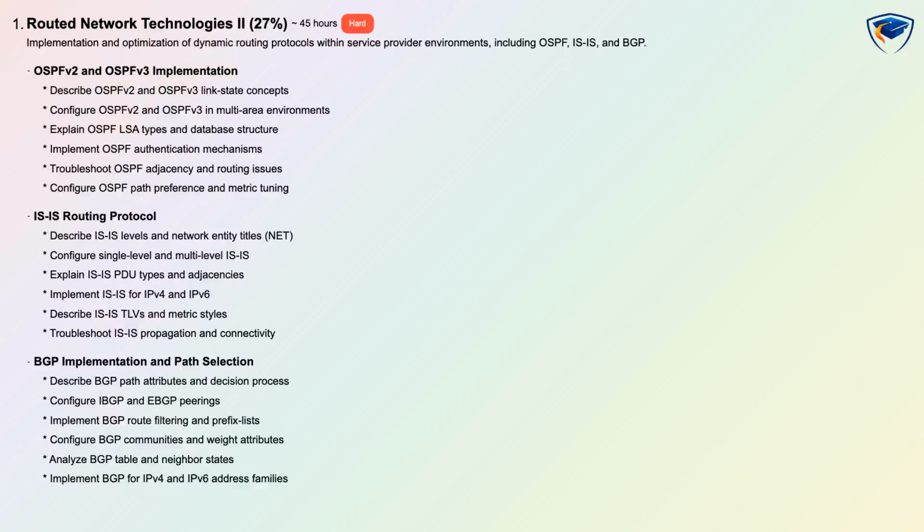You will learn to configure OSPFv2 and OSPFv3 in multi-area networks, understand OSPF LSA types and database structure, implement authentication, and tune path preference and metrics. The domain also covers ISIS levels, TLVs, and IPv4 IPv6 deployment plus BGP path attributes, iBGP and eBGP pairings, route filtering, communities, and troubleshooting BGP decision and neighbor states.